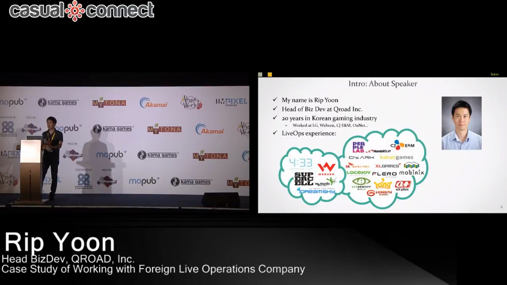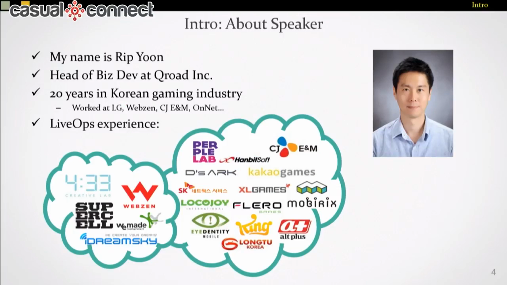We have a lot of live operation experience. Those are our partners: 433, Supercell, Webzen, iDreamSky, and more. It means that when Supercell launches their games, we do the service for the Korean market. We are running around 70 to 80 games a month. We generated $800 million last year. With the experience from our history, I can deliver actual data about Korean users' behavior.